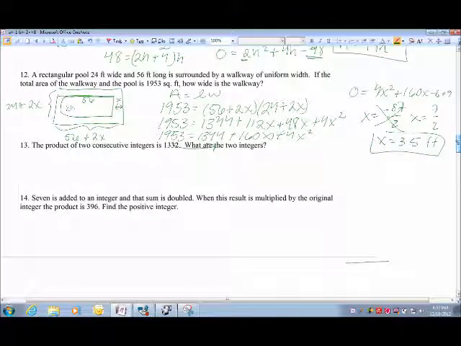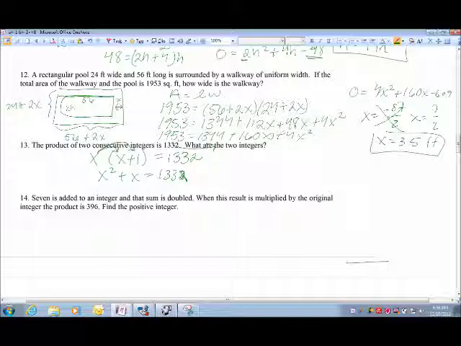Alright, moving along. Here in 13, we have the product of two consecutive integers is 1,332. What are the two integers? Two consecutive integers can be written as x and x plus 1. And since we're the product of the two, we're multiplying them together, and they have to equal 1,332. We're going to go ahead and distribute this x and solve for the smaller of the two consecutive integers. And we'll get x squared plus x equals 1,332.